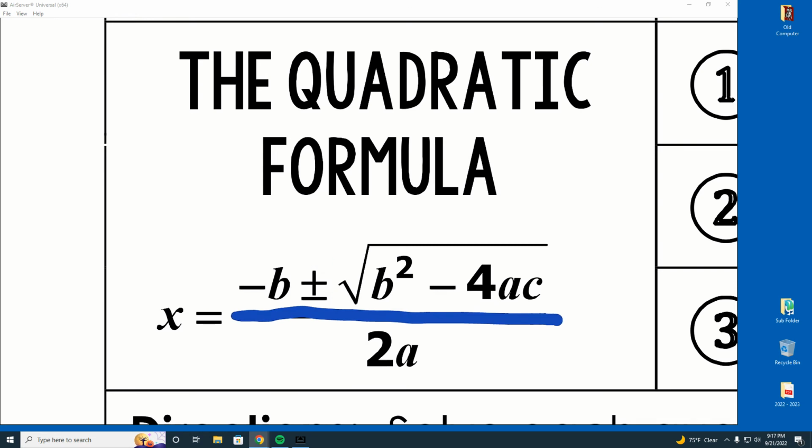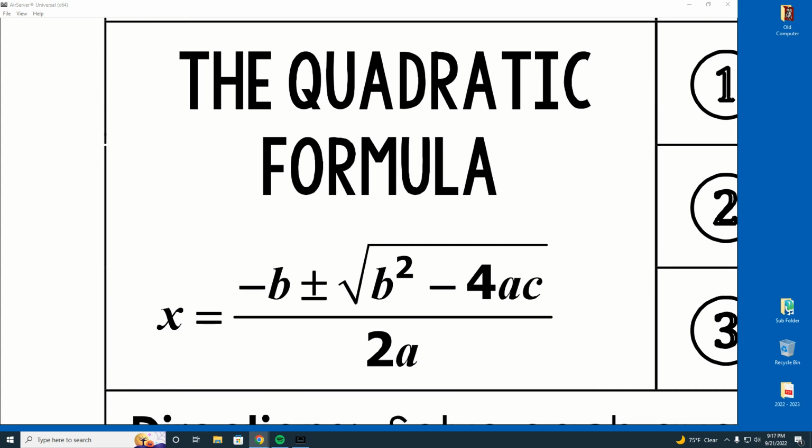So this is a formula that you need to familiarize yourself with, because it is the method that you can always use, no matter what, to solve a quadratic. Negative b plus or minus the square root of b squared minus 4ac divided by 2a.